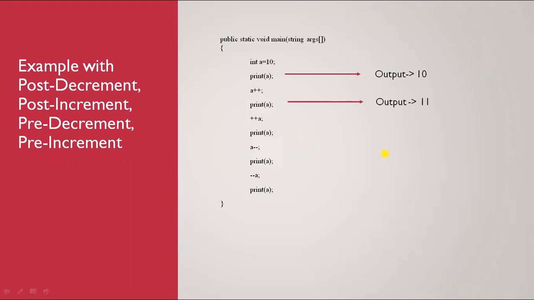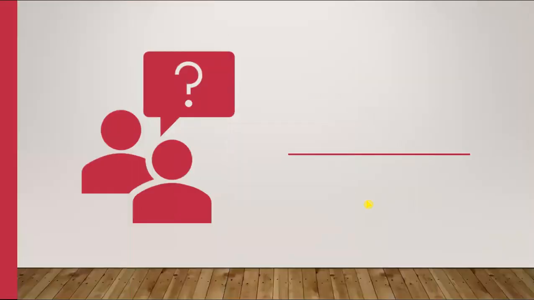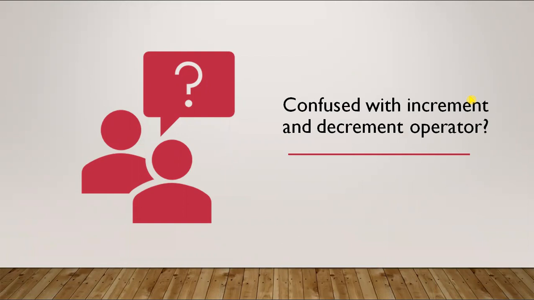Let me show you what the output would be. See, the output is the same: 10, 11, 12, and then decremented to 11, and then again decremented to 10, right? So this is what happens whenever you put it outside of the statement. What is the real difference that comes into the picture? Let's see how the real confusion comes into the picture, right? So we're going to get confused with this.